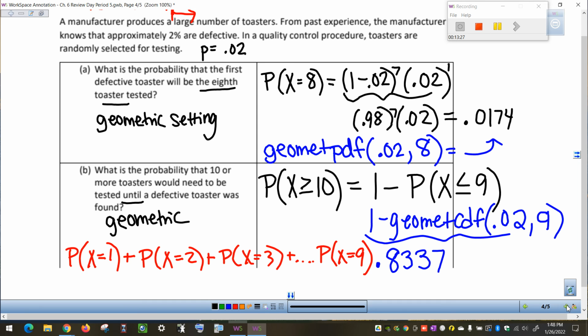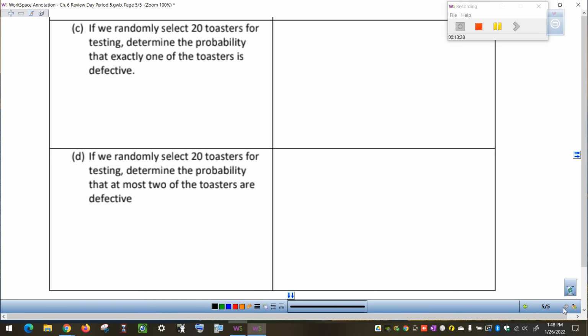So in part E, now it says, if we randomly select 20 toasters for testing. Okay, so we're randomly selecting 20. So now we have a fixed number of trials. n is equal to 20. We want to find the probability that exactly one of them is defective. Well, the fact that we have that fixed number of toasters that we selected now makes this binomial.